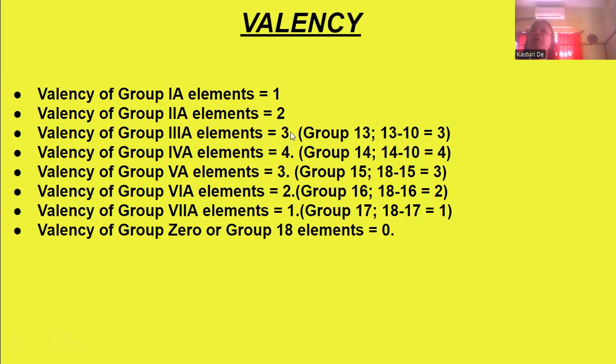So group number 13 has a valency of 3 because 13 minus 10 is 3. 14 minus 10, that is 4. 18 minus 15, that's 3. 18 minus 16, that's 2. Then 18 minus 17, that's 1.